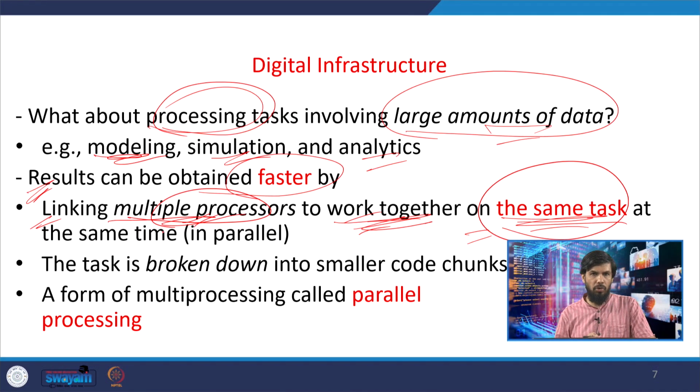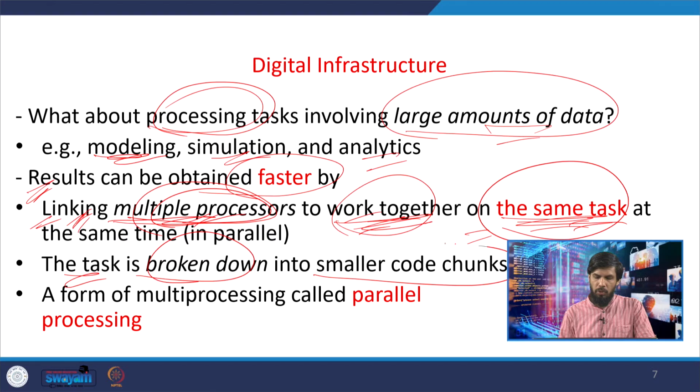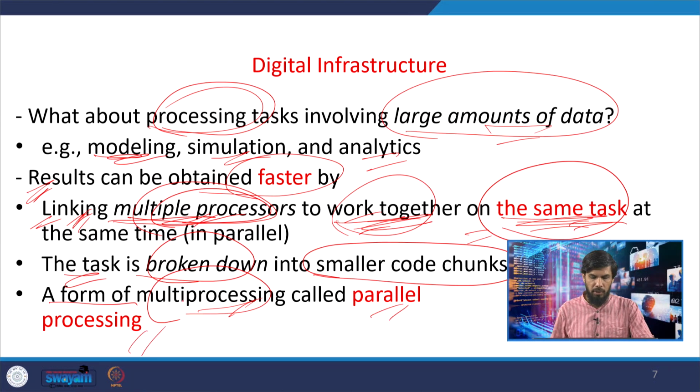So some coordination would be needed. We need to link multiple processors to work together, and that coordination is needed because we are working on the same task, right. So the task is broken down into smaller code chunks, and multiple processors are coordinated to work on these smaller code chunks, and then we put everything together for our final results. This is referred to as a form of multiprocessing called parallel processing, another word for this.